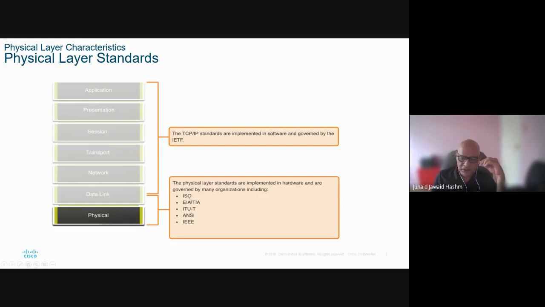The organizations that standardize physical layer devices are ISO, EIA, TIA, ITU, NC, and IEEE. Why do you need to know about these organizations? Because if you're buying cables, you have to make sure they're compatible. For example, the most prominent organization that standardizes media in North America is EIA/TIA. So when you buy cable, make sure they comply with the EIA/TIA standard.